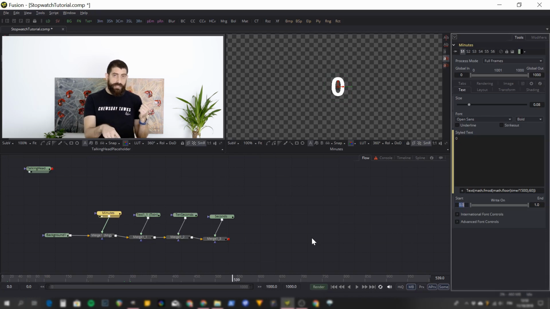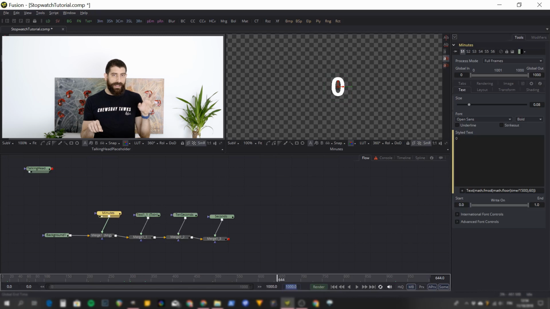Alright, let's move the transport and let's take a look at how this is. Okay, because I only have 1000 frames here, it doesn't even change, so I'm gonna enlarge a little bit the length of the composition and then take a look again to see if the minute would actually change. Alright, I think that now this looks good.